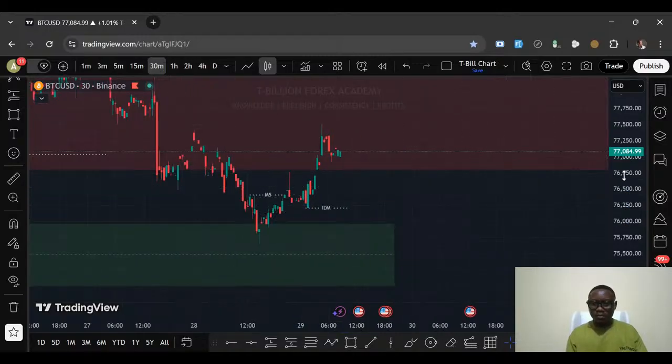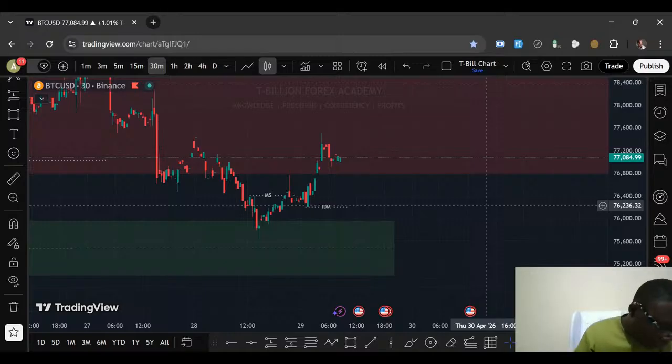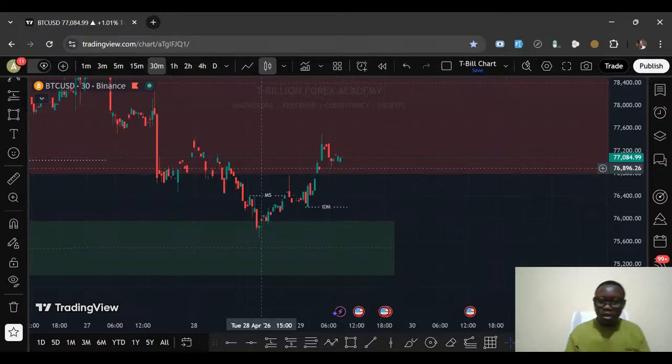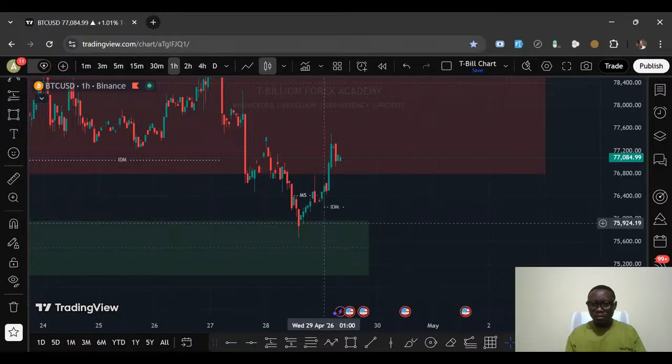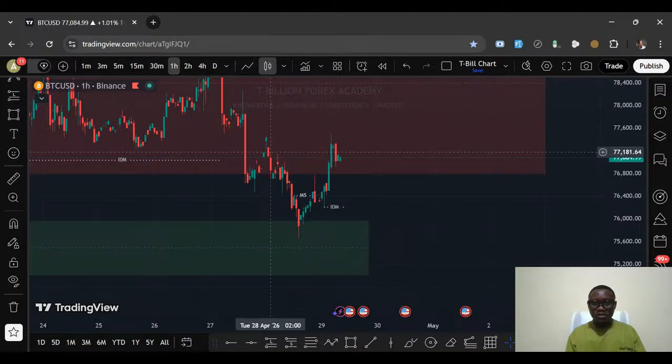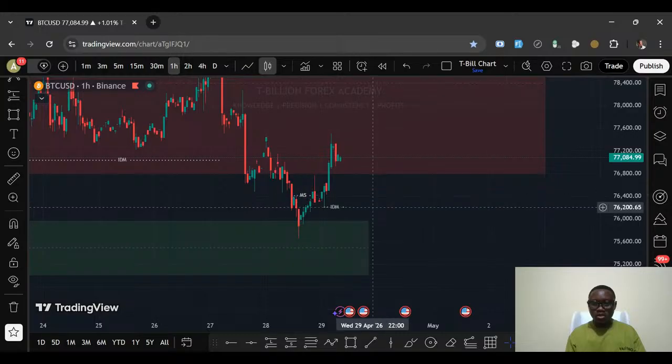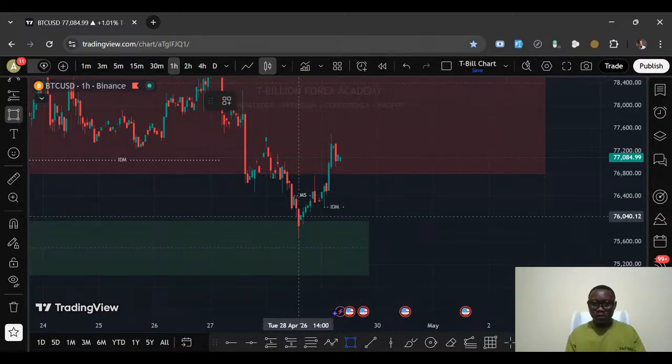Switch back to the 1H time frame. I just needed to look at this internal structure on the 30-minute time frame. As you can see, it aligns with that of the 1H. This is our market structure shift, and this is our inducement. Then this becomes our POI right here.